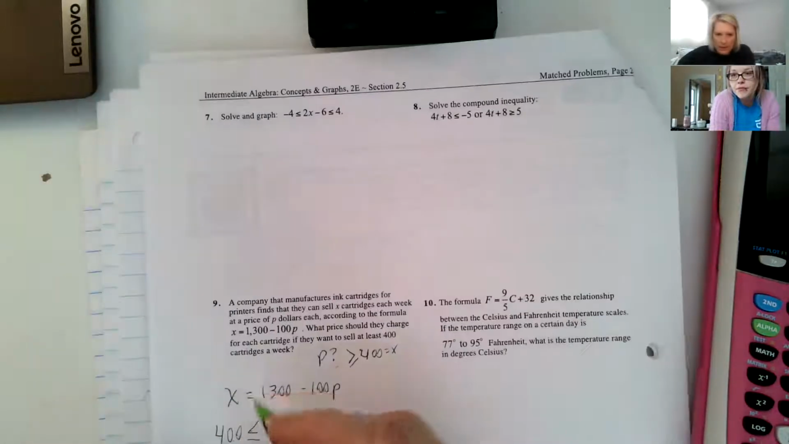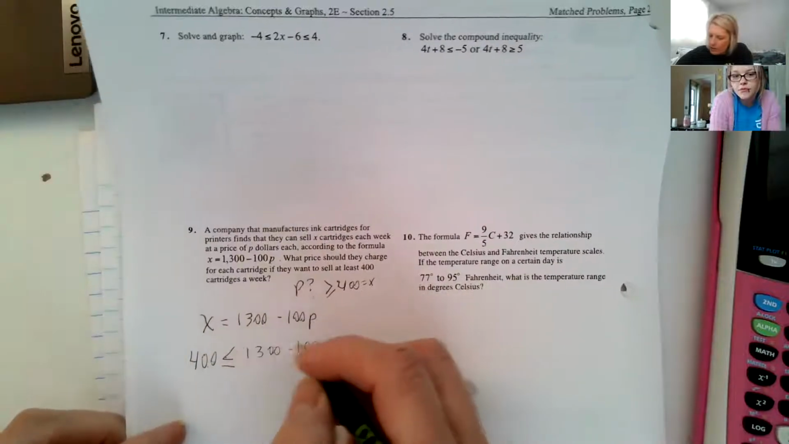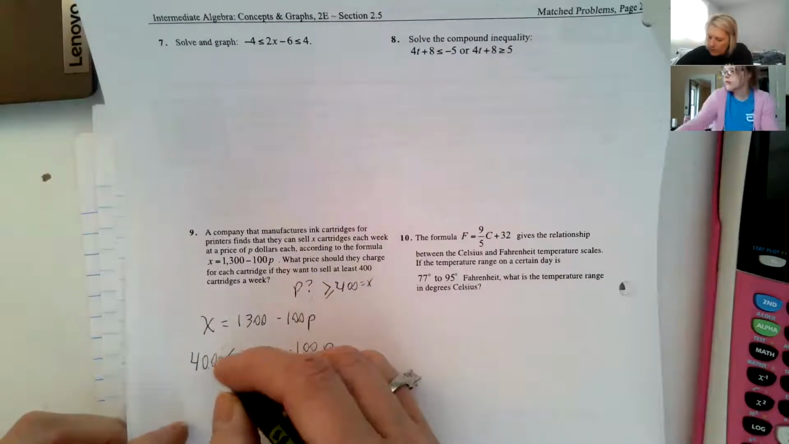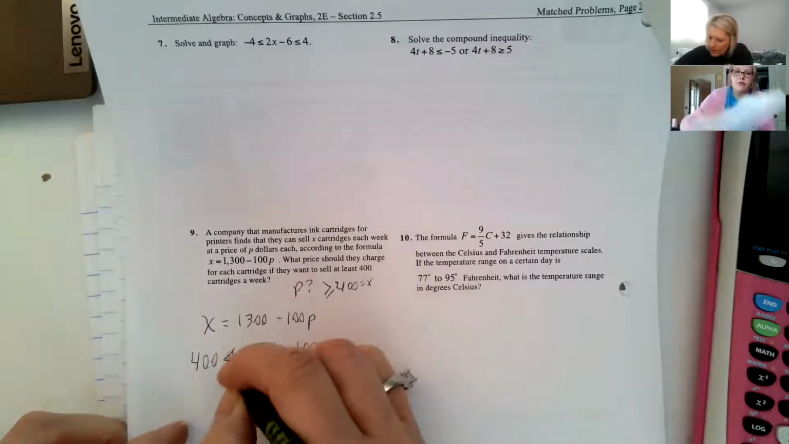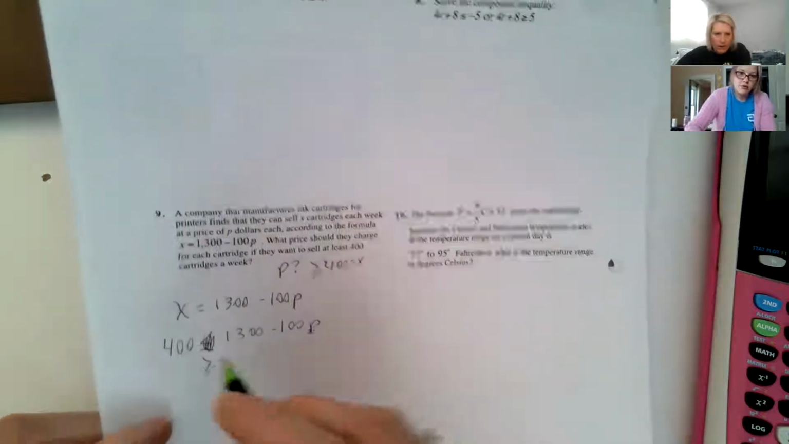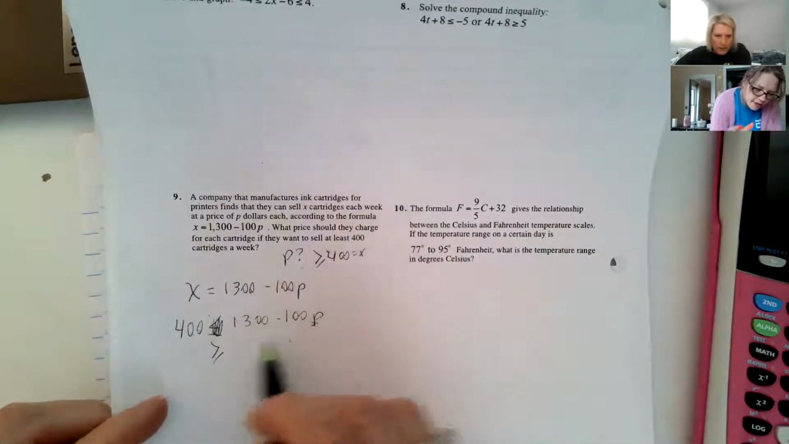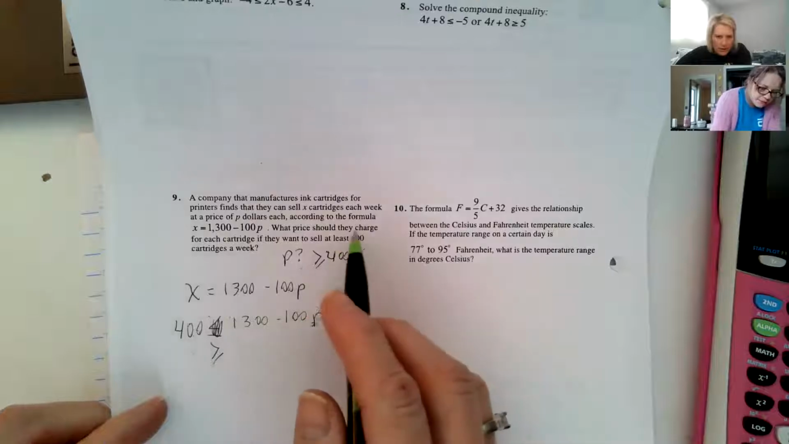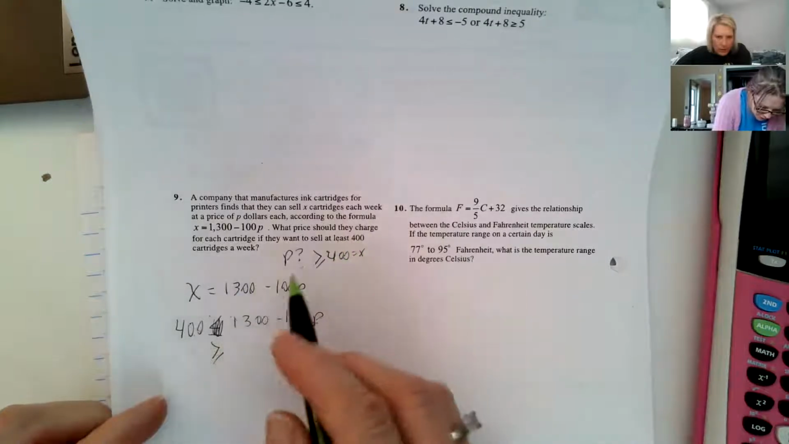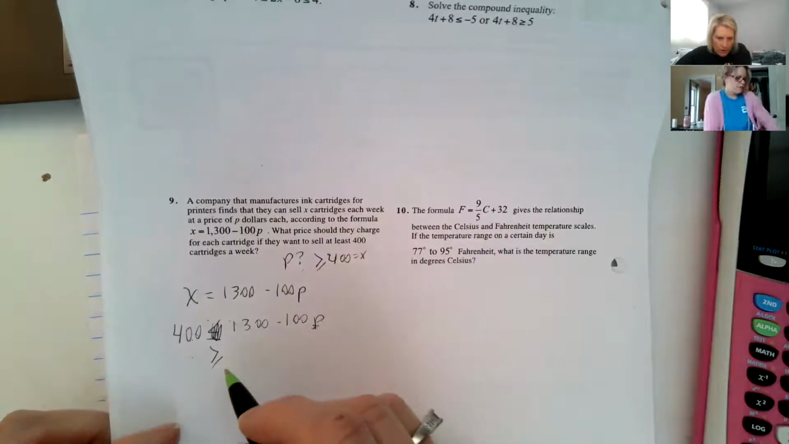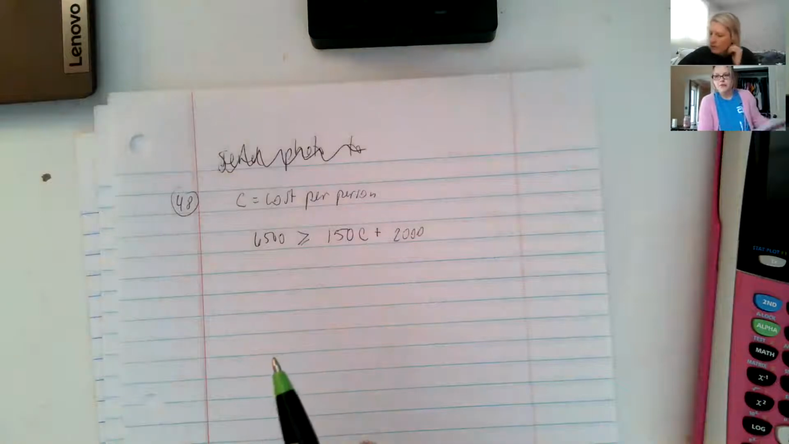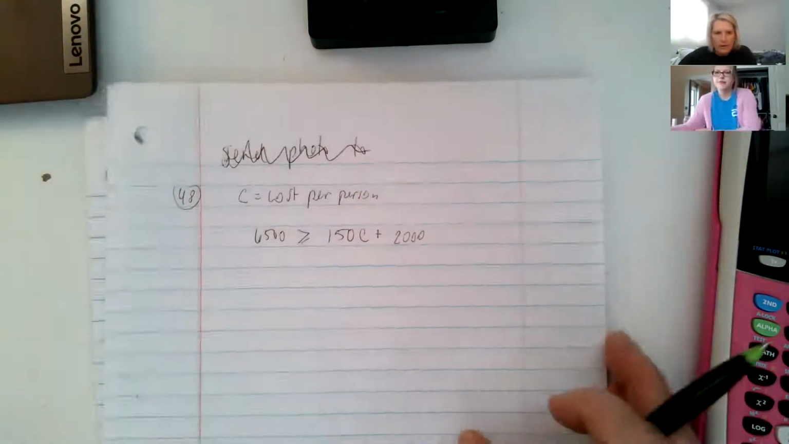That's why I think the earlier one actually should be greater than or equal to. I think this might need to be greater than or equal to now that I think about it, because we want X to be greater than or equal to whatever P is over here, because it says they want to sell at least 400 cartridges. I'm pretty sure that needs to be greater than or equal to. I'll let you know if that's not correct.